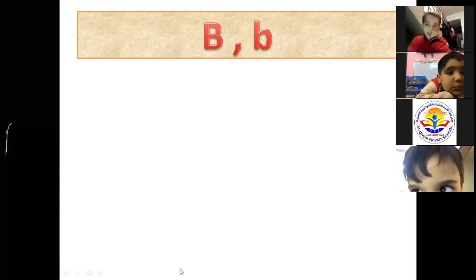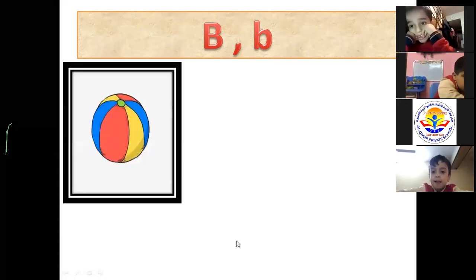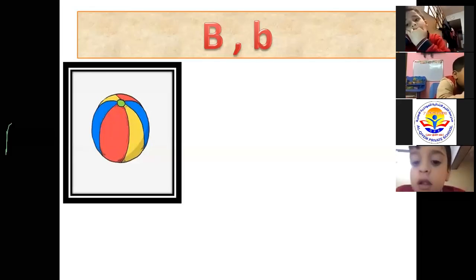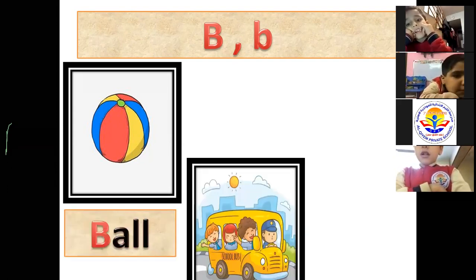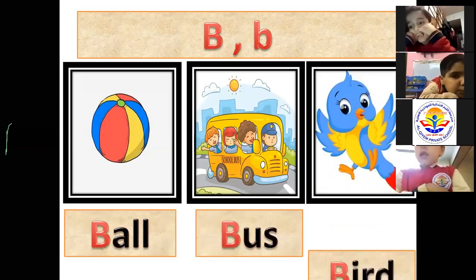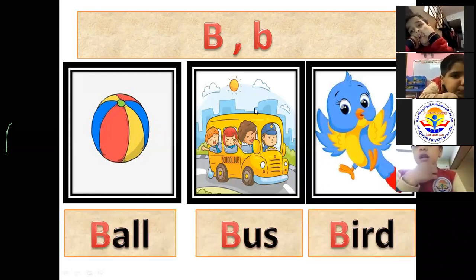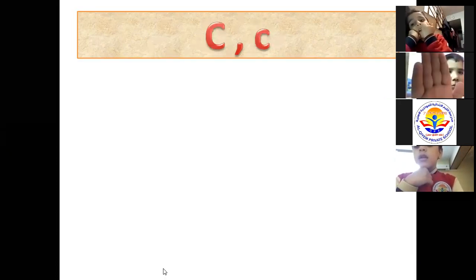Yes, Muhammad, what's this letter? Yes, Habibi. What's this letter? Lowercase B. Very good. Uppercase B, lowercase B. The sound of this letter is B. B for? Ball. And B for? Bus. B for? Bird. B for ball, B for bus, and B for bird. Very good. What about this letter?